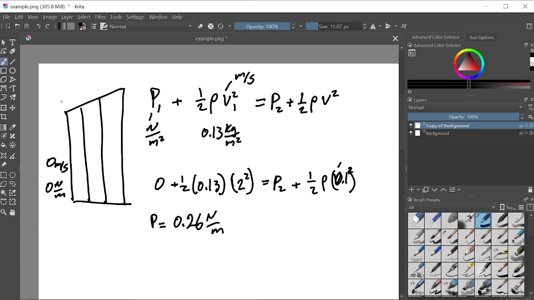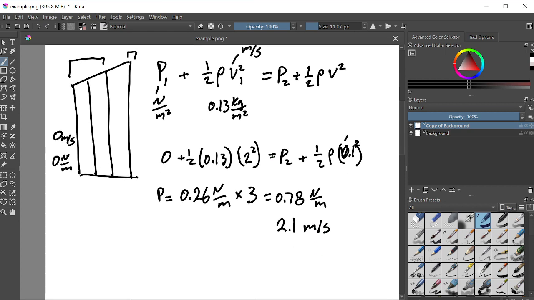So we have 3 stages that have a diffuser, and then this last stage right here goes into a nozzle. So we're going to multiply that by 3, and we're going to get 0.78 newtons a meter, and our last stage is going to give it 2.1 meters a second. We use the same equation in our nozzle, so our nozzle will take all that pressure and convert it all into velocity.